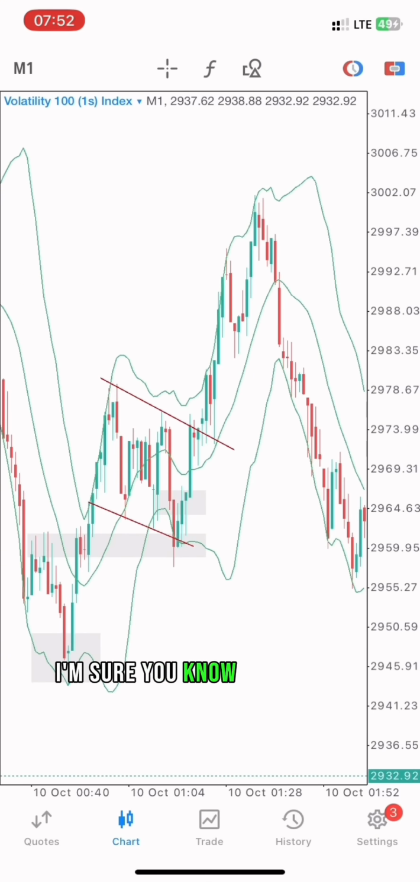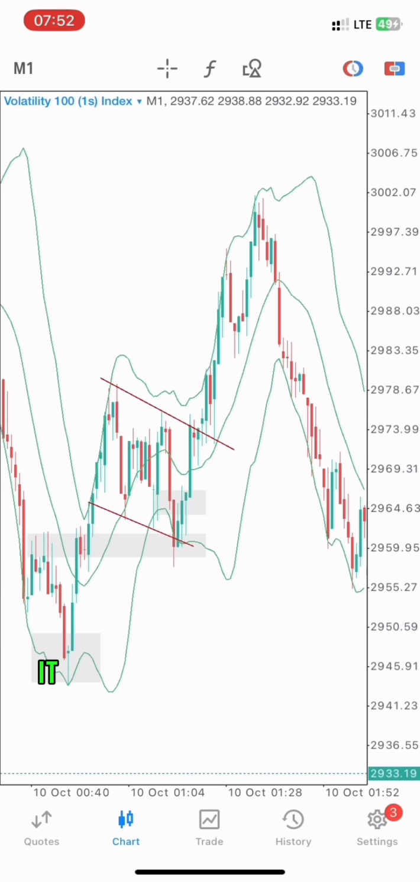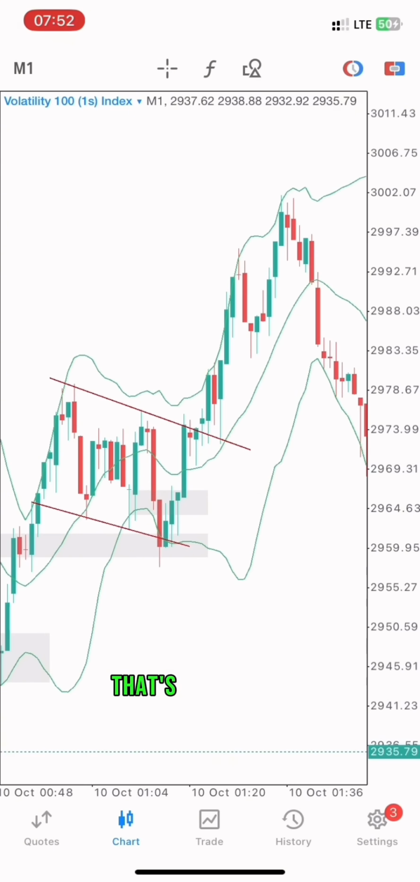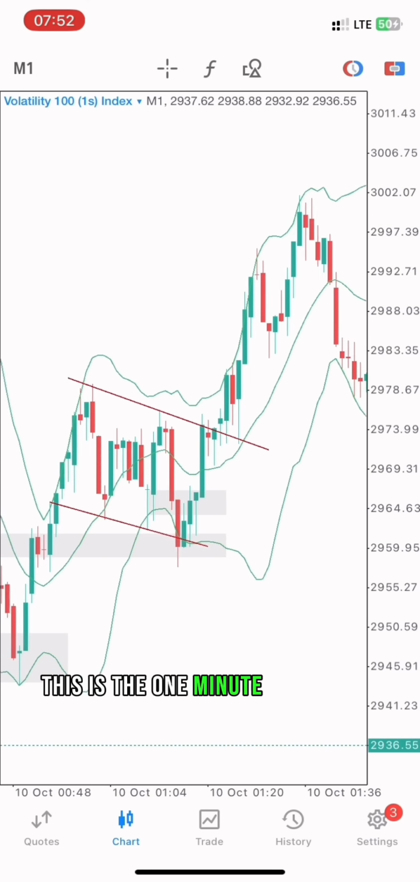I'm sure you know this by now, that the market first hits the stop losses of either the early sellers or the early buyers, depending on the kind of trade you are trading. Okay, that's what it does. This is the 1 minute time frame.